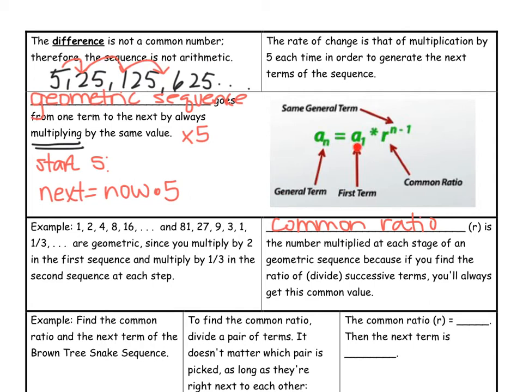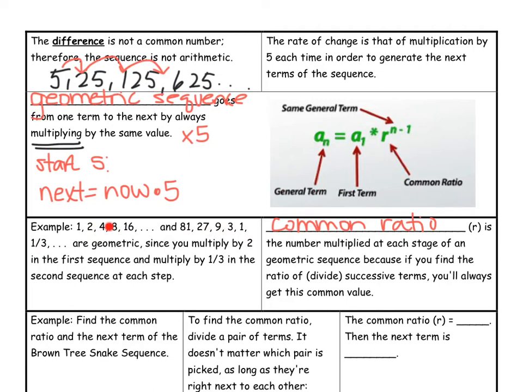So the general term is the first term in the sequence times the common ratio times the number we're looking for minus 1, similar to what we did in the arithmetic sequence. In this example, in 1, 2, 4, 8, 16, we're multiplying by 2. And in 81, 27, 9, 3, 1, 1/3, we are multiplying by 1/3 to get from one term to the next.